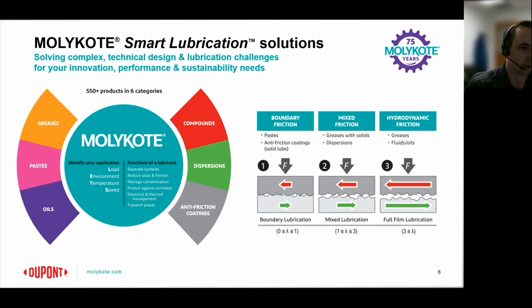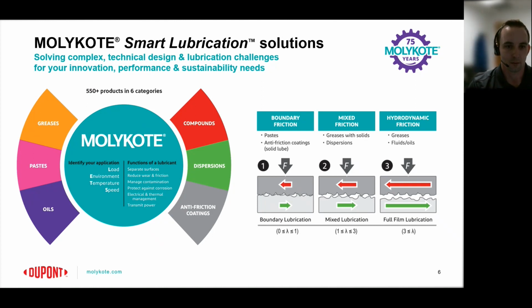In the center of that wheel, you can also see that we list off some of the functions of lubrication, things like separating the surfaces, reducing wear, and managing coefficient of friction. Also, some important notes in there about identifying your application, which is very critical. For this, we use load, environment, temperature, and speed, otherwise known as our LETS acronym.